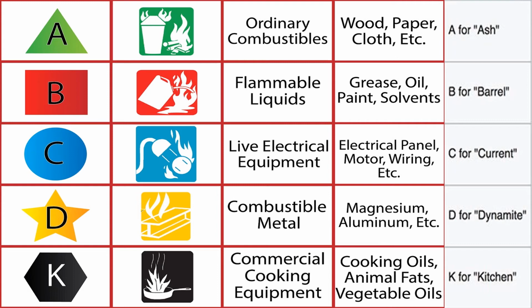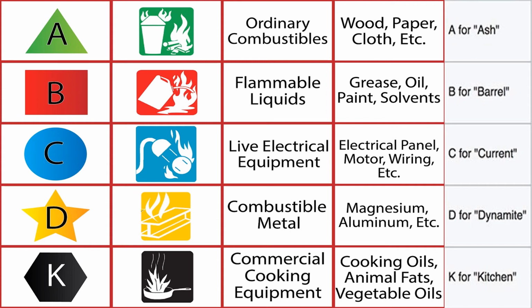When it's B, that means barrel. So these are the materials that are put in a barrel, like grease, oil, paint, solvent. So these are flammable liquids. Next is C. C for current. So these are electrical panel, motor, wiring. These are live electrical equipment that when you put them on, it will cause fire.